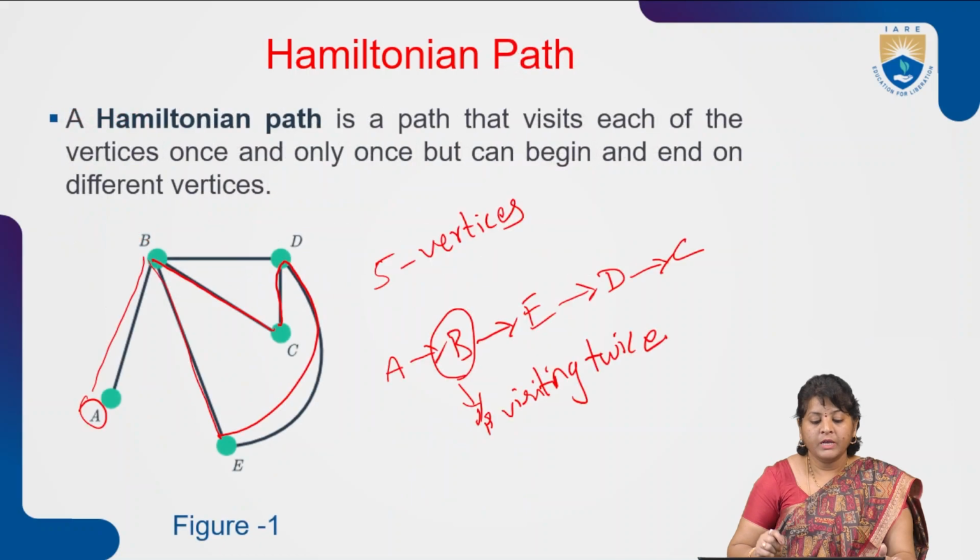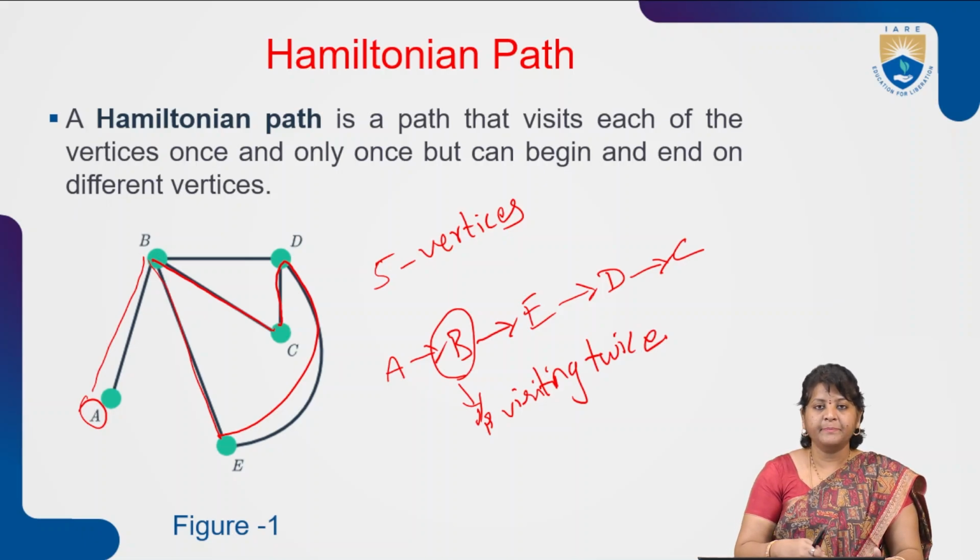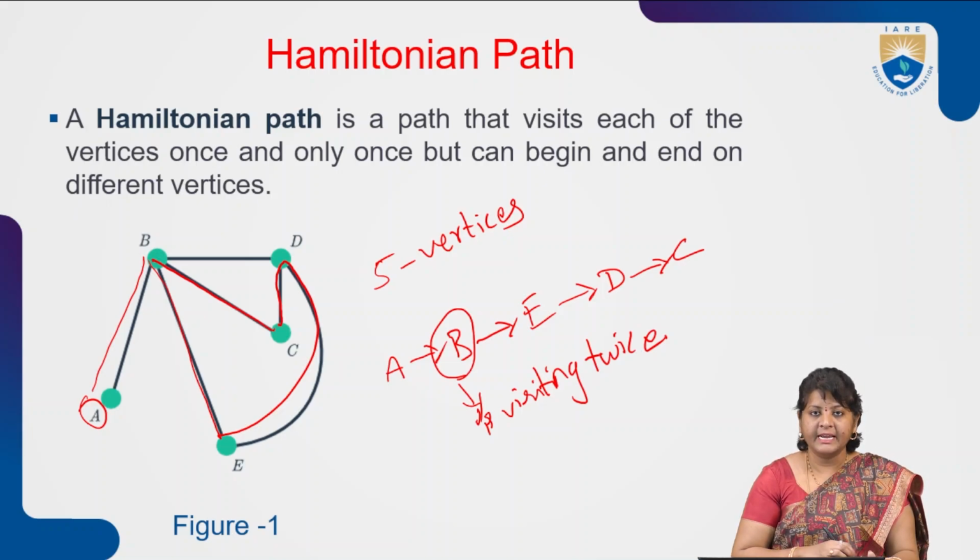And now we will see a few examples for Hamiltonian path and Hamiltonian cycle. As we discussed in the previous slide, a Hamiltonian path is a path that visits each of the vertices once and only once, but can begin and end on different vertices. This is a possibility of finding the Hamiltonian path. You can start from any vertex and you can end at any vertex.